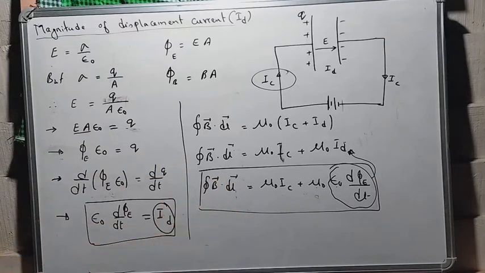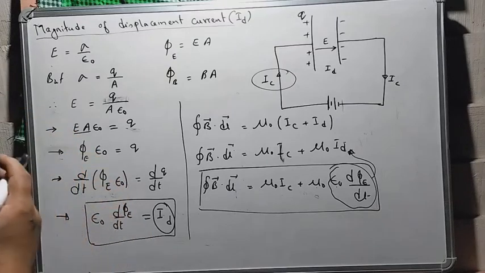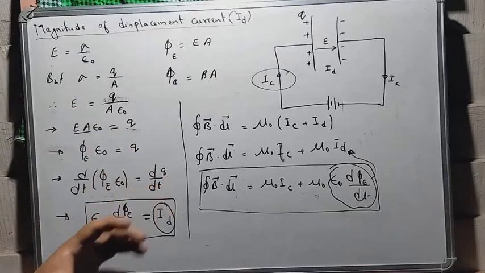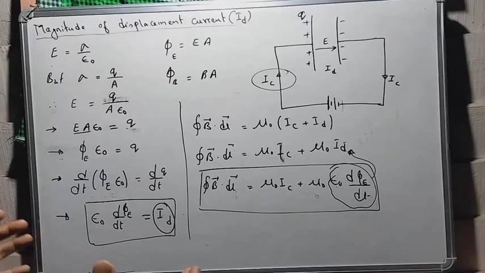So this is all about the magnitude of the displacement current and the modified form of Ampere's circuital law. In the next video, we will discuss Maxwell's equations, and those equations are very important because, as I said in the beginning of this chapter, with the help of those equations we get an electromagnetic wave, and we will show later that it is a transverse wave, which consists of varying electric and magnetic fields.